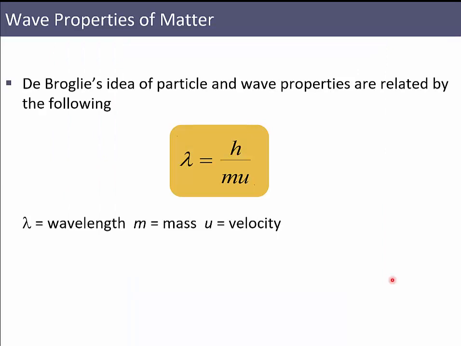So de Broglie's idea of particle and wave properties is related by the following equation, which says that lambda, our wavelength, is equal to h divided by m times u. Notice that this is what we call a de Broglie wavelength. This is not the wavelength for a photon. It's related to m, the mass, and u, the velocity. And this is another one where people commonly get tripped up: they will try to use E equals h nu, and they'll mistake this u, or a v for velocity, for a nu, and they'll pick the wrong equation. So if you're talking about mass, this is the one you want. You want the de Broglie equation.